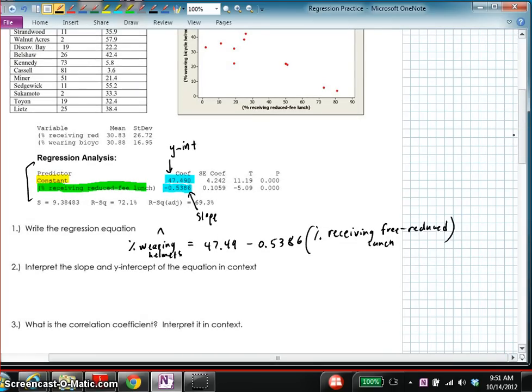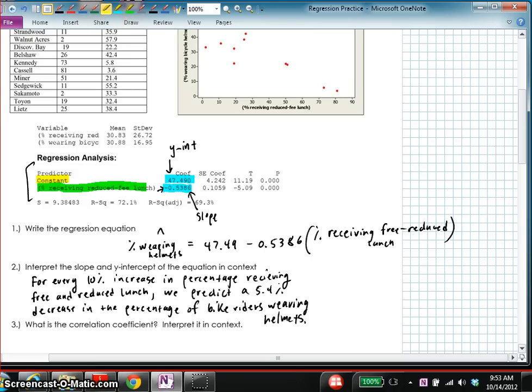All right, interpret the slope and y-intercept of the equation in context. The slope is negative 0.5386. Let me write this interpretation. Okay, so here's my interpretation. For every 10% increase in the percentage receiving free and reduced lunch, we predict a 5.4% decrease in the percentage of bike riders wearing helmets. So you can see that here I've specifically interpreted this number. I'm not just being general about the negative association of the relationship, but specifically what does this slope of negative 0.54 tell us? And you can see I used a 10% increase instead of a 1% increase.